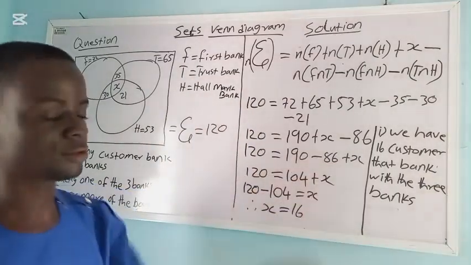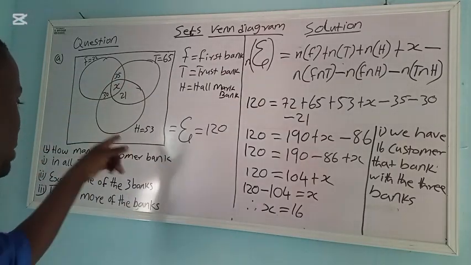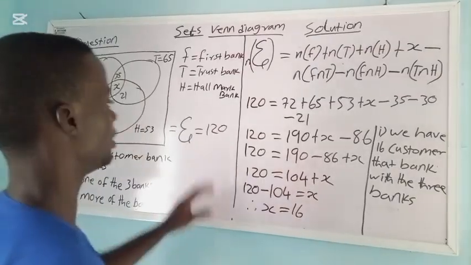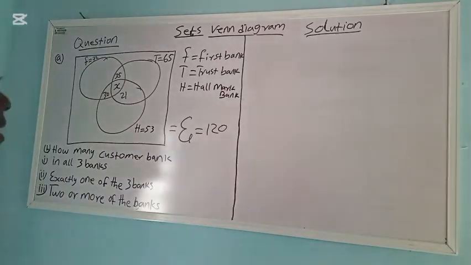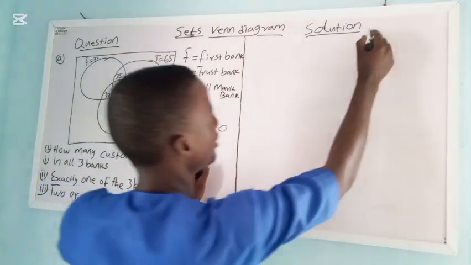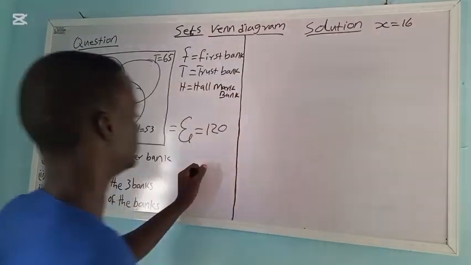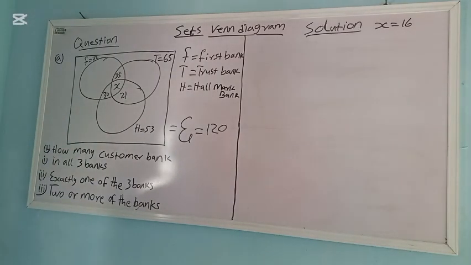So we have 16 customers that bank with First Bank, Trust Bank, and then Hallmark Bank. Since there is no space, I will clean this one. Since we have known the value of x, let me write it here. X is equal to 16.